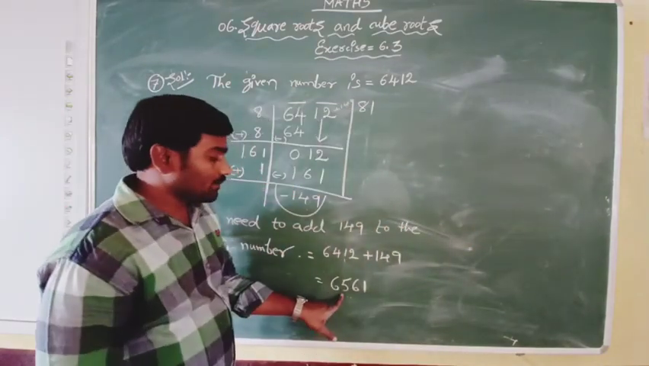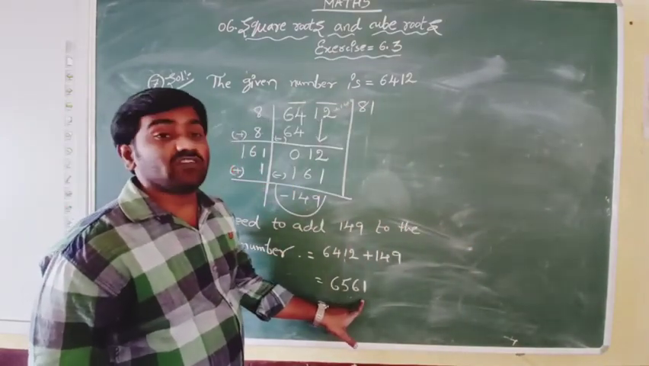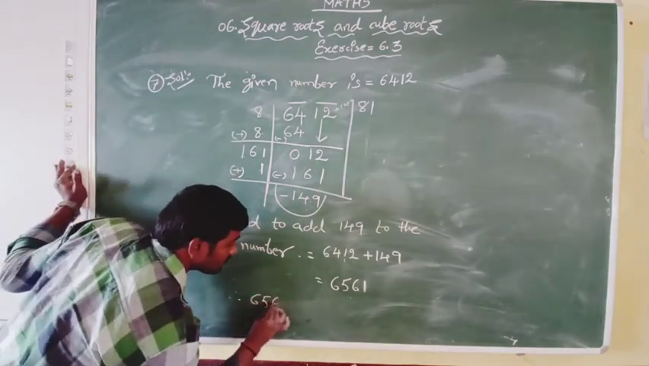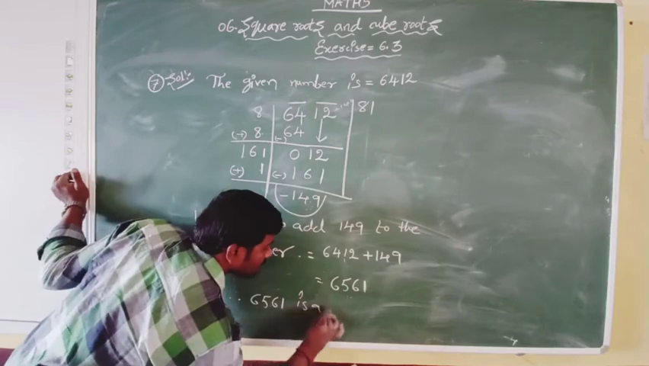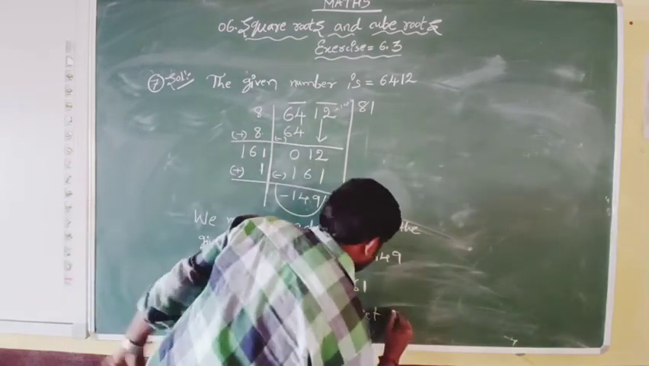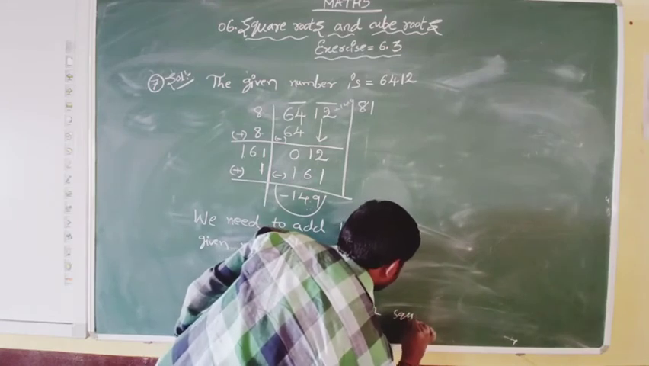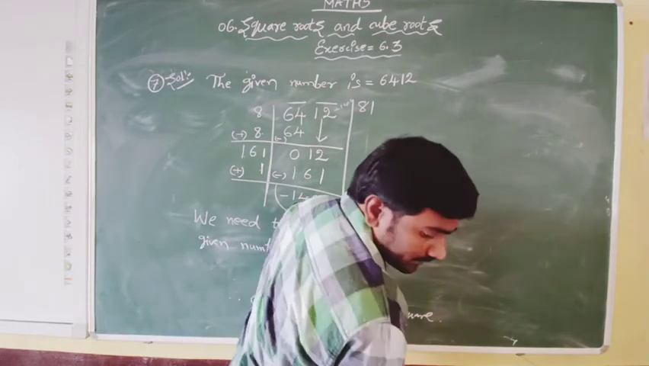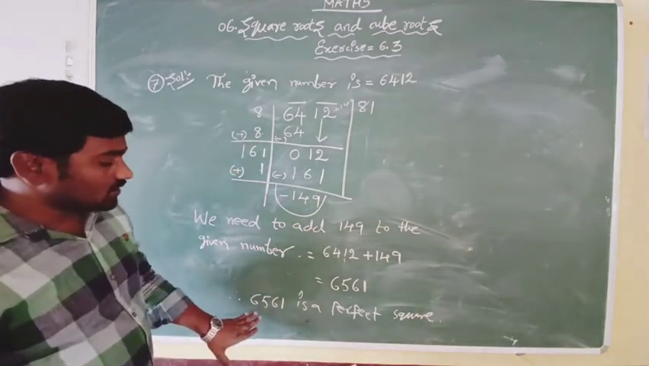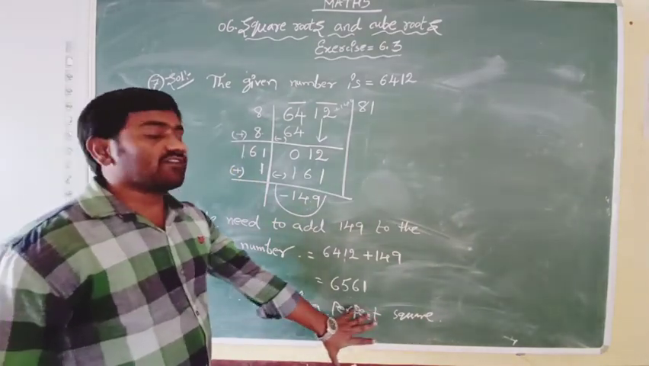Now, 6561 is a perfect square. Therefore, 6561 is a perfect square, so to make a perfect square, here 6561 is a perfect square.